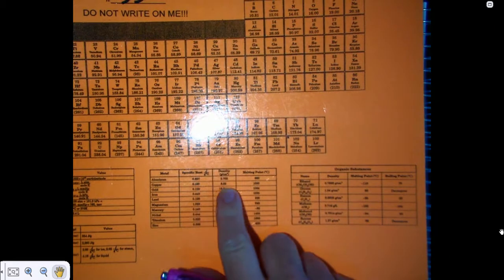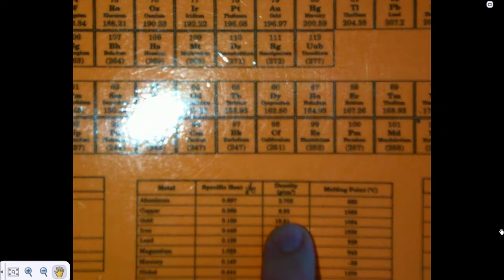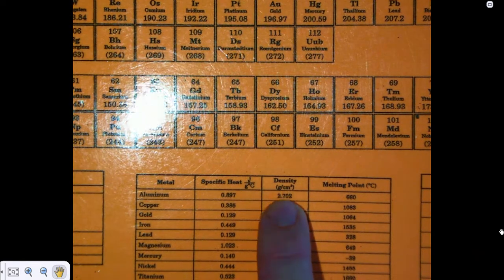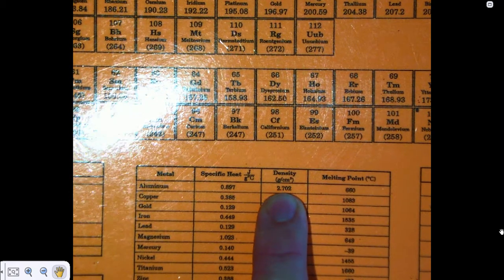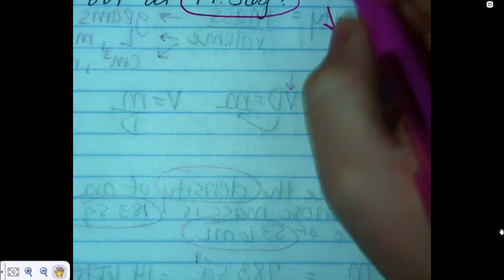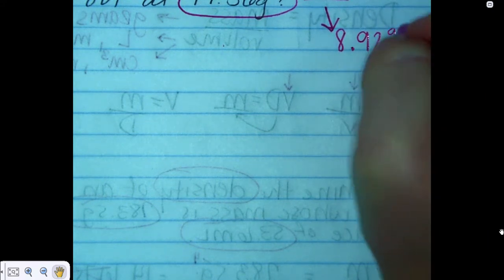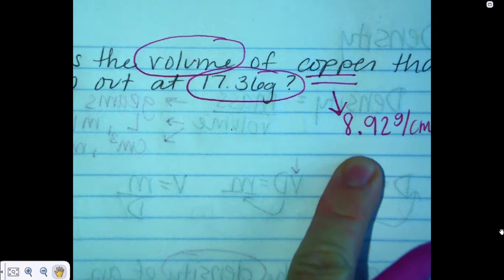So in particular, we are looking at copper. And copper, if I zoom in here, you can see, there it is, has a density of 8.92, and then our units are grams per centimeters cubed. So I now know what my density is. Well, if I have density and mass, I can find volume. So I'm going to write down my known value of the density of copper, 8.92 grams per centimeter cubed. Now, let's talk about this number for a second. Oh, I should zoom back out.